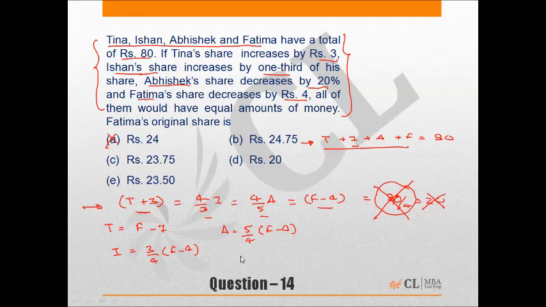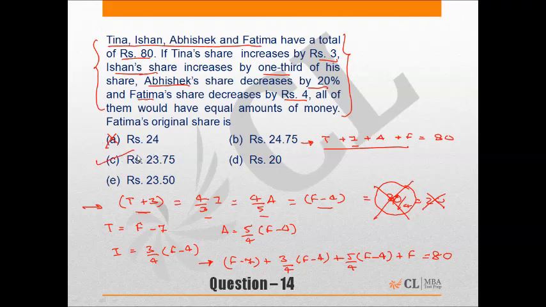So the equation you will get will be f minus 7 plus 3 by 4 of f minus 4 plus 5 by 4 of f minus 4 again plus f should be equal to 80. Now you'll need to solve this equation. It's not a difficult equation. You can solve it comfortably. You'll find that Fatima comes out to be equal to 23.75.